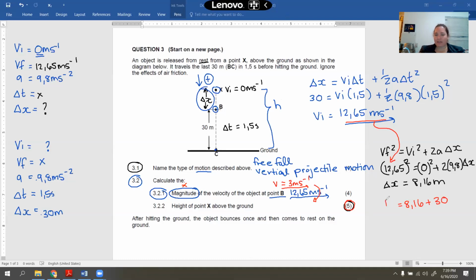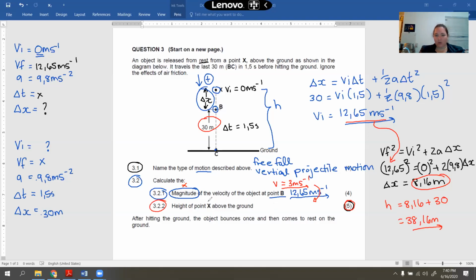So over here I'd say h is equal to 8.16 plus the 30. Okay, so height is a common thing that you can use that's nice and neat. And that gives me an answer of 38.16 meters. All right, I hope that makes good sense. So that was the height above the ground.